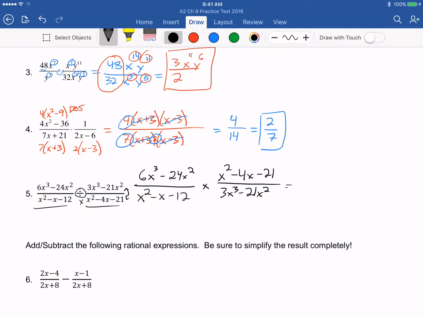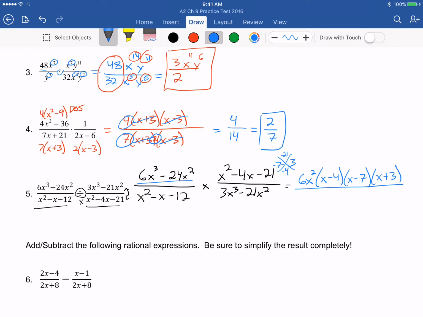So now I can go through here and factor. This guy, I can take out a 6x squared, so I'm left with x minus 4. This guy up here, I put that negative 21 on the top, negative 4 on the bottom. I know that negative 7 and 3 multiply to negative 21, add to negative 4, so I have x minus 7 and x plus 3.